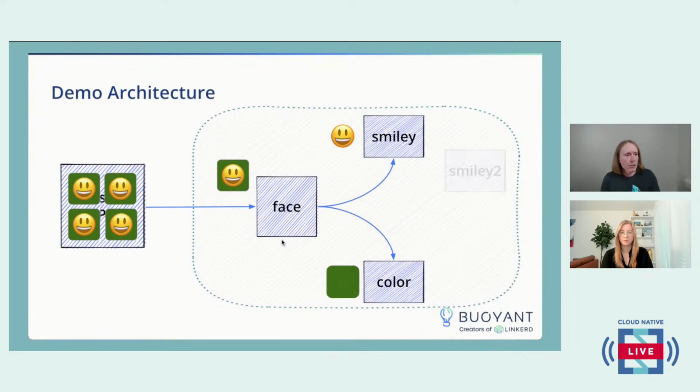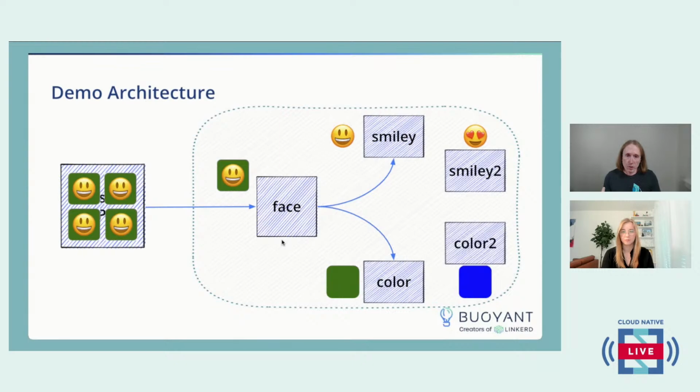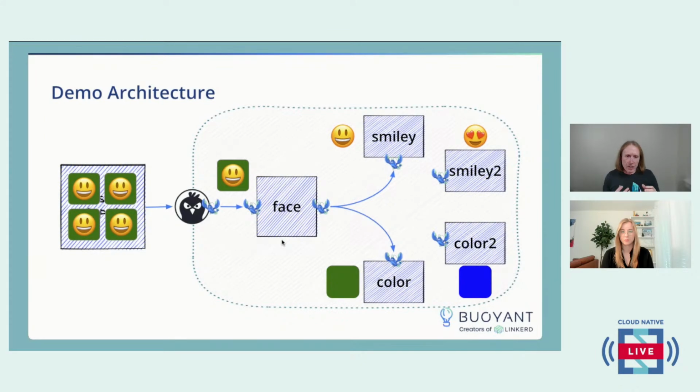In our cluster, we also have a Smiley2 service, which returns a hard-eyed smiley, and a Color2 service, which returns the color blue, but nobody's talking to those in the beginning. We're using Emissary-ingress to mediate access from outside the cluster into the cluster, and much more relevantly here, we're using Linkerd to mediate all of the communications happening within the cluster, even communications to the two services that nobody is talking to yet.